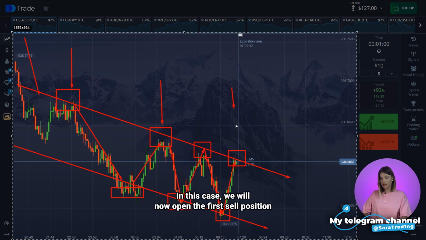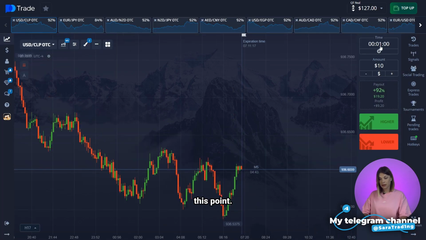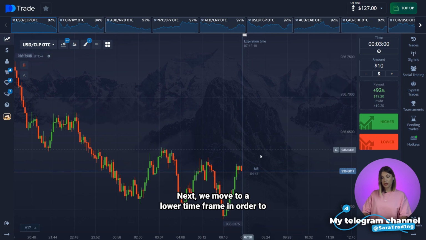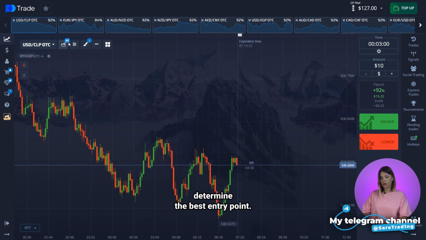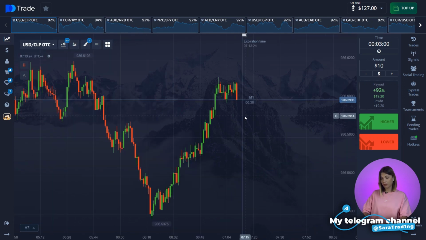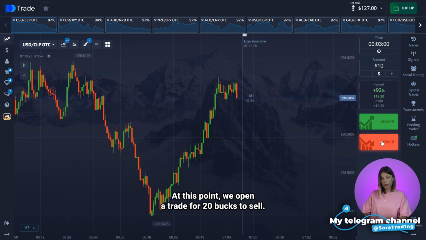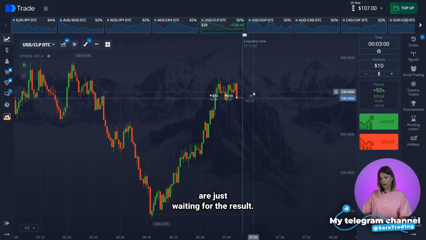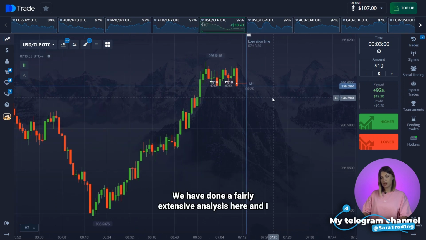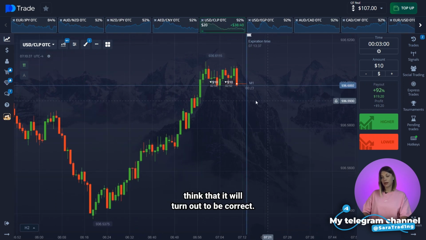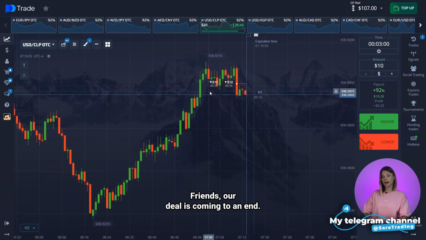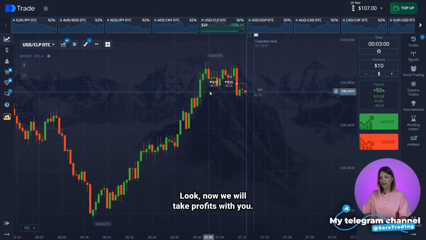And in this case, we will now open the first sell position and set the time to 3 minutes at this point. Next, we move to a lower time frame in order to determine the best entry point. And at this point, we open a trade for $20 to sell. We opened a deal, friends, and are just waiting for the result. We have done a fairly extensive analysis here, and I think that it will turn out to be correct. We wait. So friends, our deal is coming to an end, and look, now we will take profits.